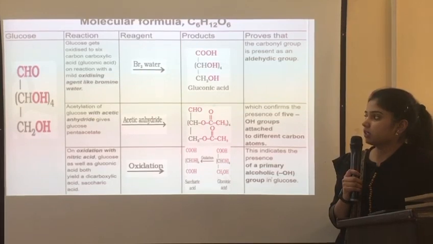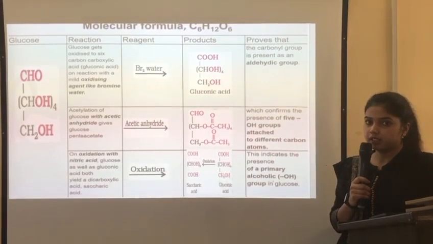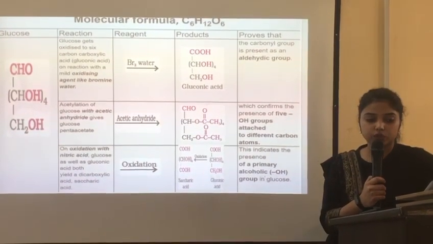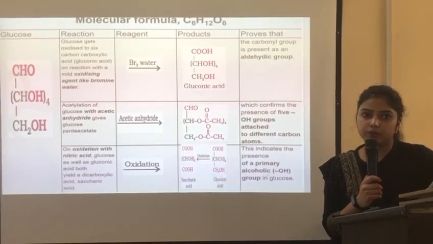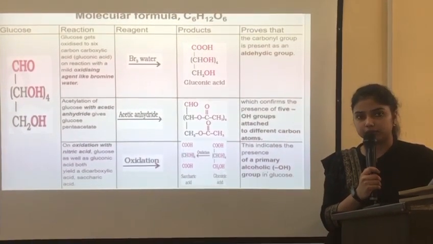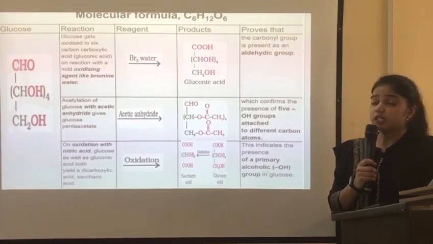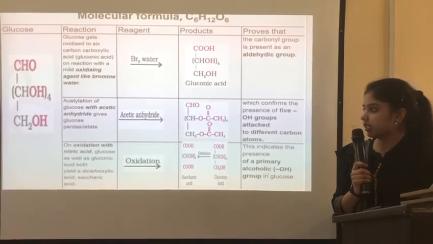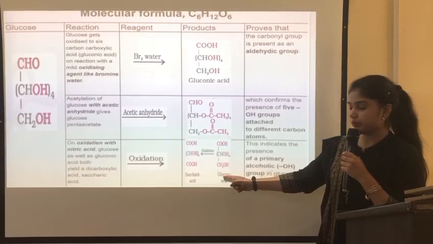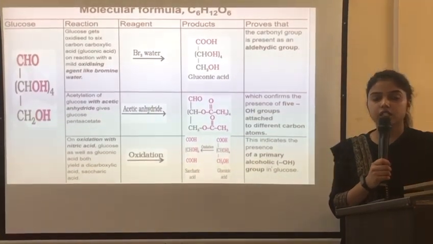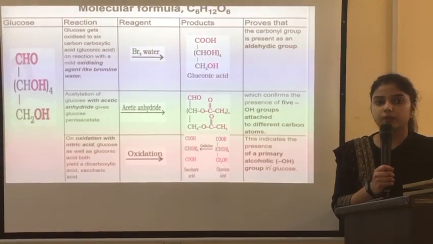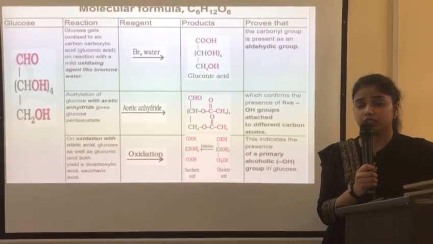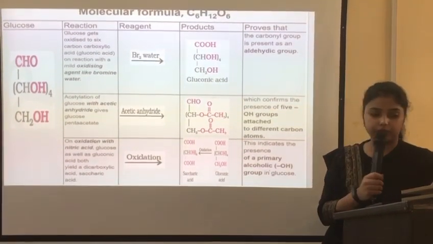Next, when glucose reacts with acetic anhydride, then it gives the product. This product also shows that there is a presence of OH groups at different carbon atoms. Next reaction, when glucose undergoes oxidation, then it gives this product. This reaction again shows that there is a presence of a primary alcohol group. This is all about the chemical reactions of glucose.